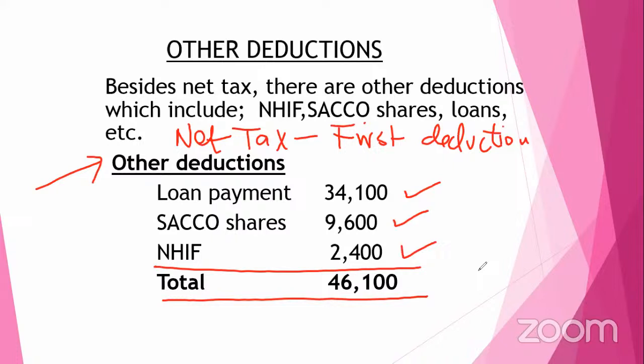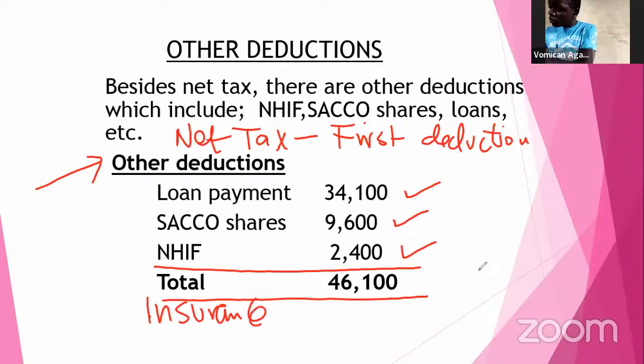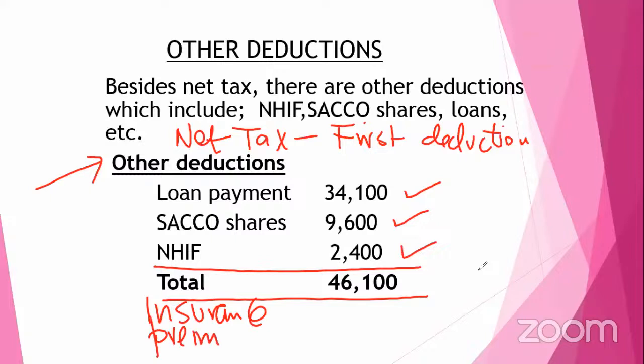Get it very clear. The word is other deductions. I deliberately chose the word other because I already have a deduction called tax. The net tax is a deduction, but there are others that you can subtract from your salary, which can be NHIF, can be SACCO, can be loan, can be insurance. If there was insurance, by the way, the insurance premium is a deduction.